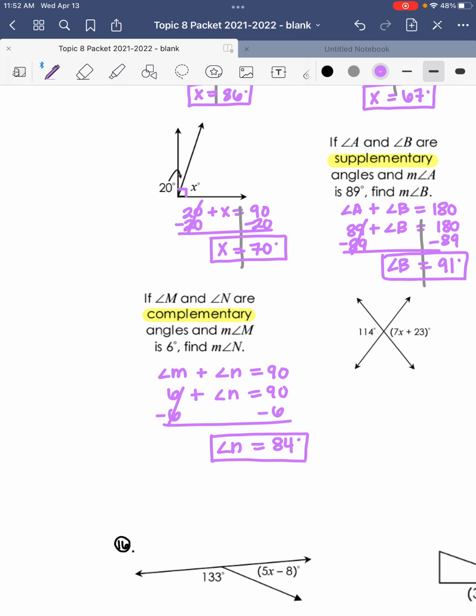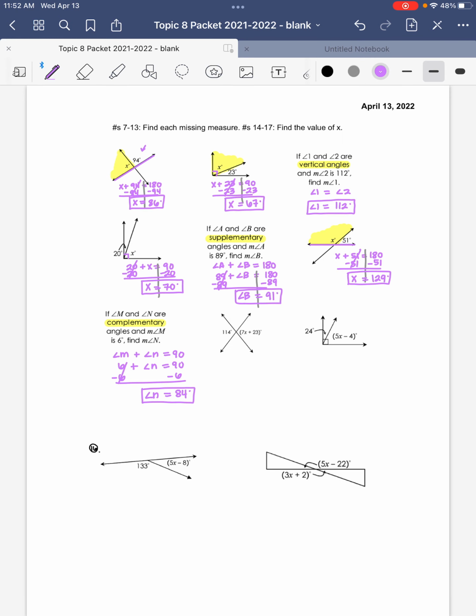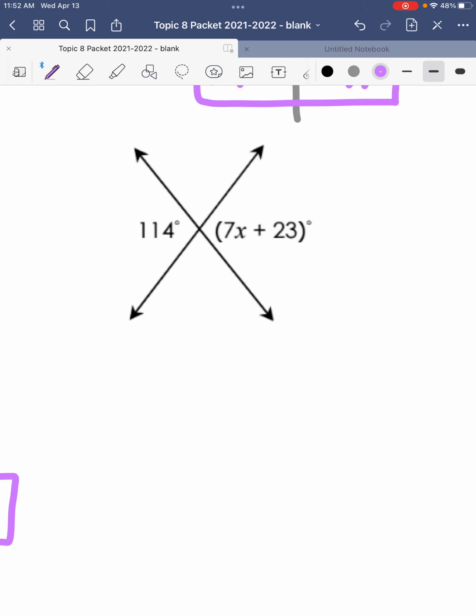Okay, so now we're going to move on to a little bit more complicated problems. They're not much harder, but what I notice in 14 through 17 is that I have expressions with variables. So I'm still having to identify what type of angles I have and set them up appropriately. In number 14, I'm talking about this angle here, that is 114 degrees, and this angle here, that is 7x plus 23 degrees.